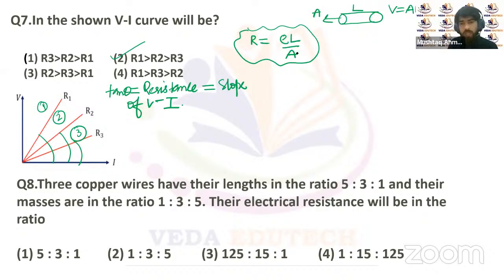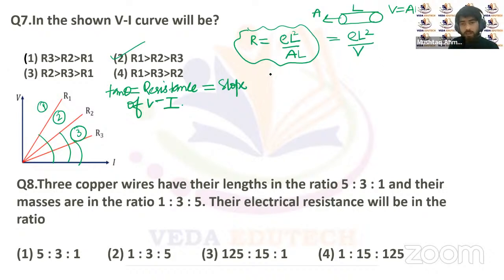Now if we multiply with length in the denominator and in the numerator as well, it will be L square in the numerator and A into L in the denominator. So we can write this equation as rho L square upon A into L, and A into L is nothing but the volume of the conductor. We can replace it with the volume of the conductor.